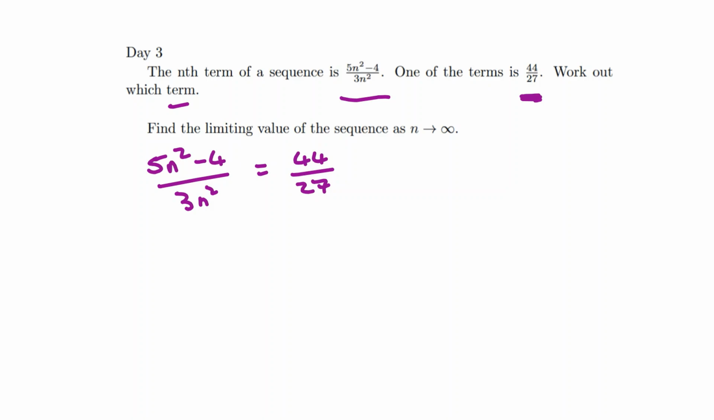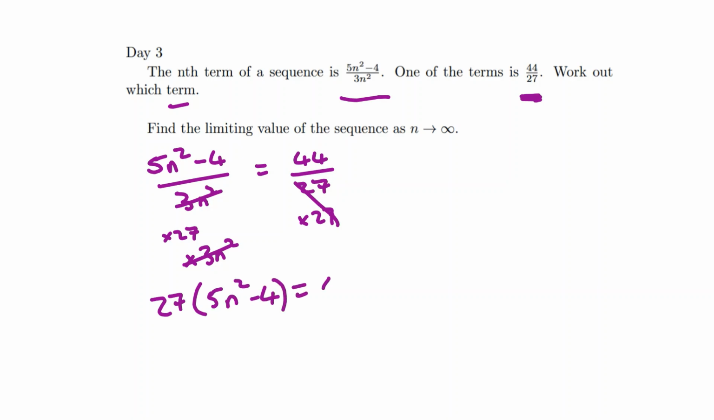So I'm going to start by cross multiplying. I'm going to multiply both sides by 27 to cancel there, and both sides by 3n squared to cancel there. So doing that, we're going to get 27 multiplied by (5n squared minus 4), and that's going to equal 44 lots of 3n squared.